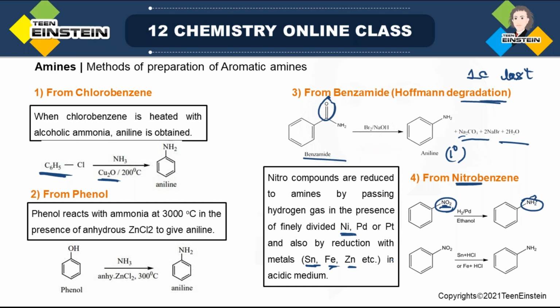In the first method, you can use hydrogen gas. In the second method, we are not using any hydrogen gas; we are using tin, Zn or Fe in the presence of an acidic medium, where we have taken hydrochloric acid. So these are the four methods by which you can prepare aniline.